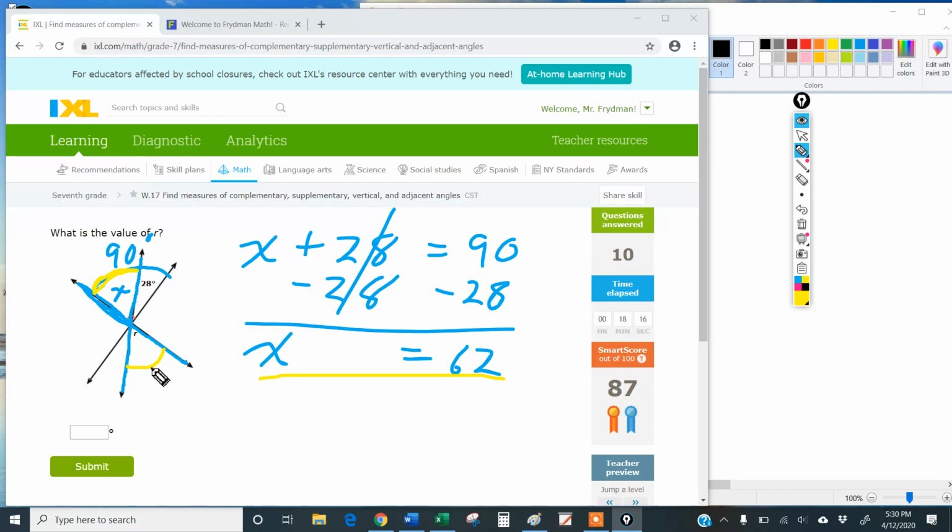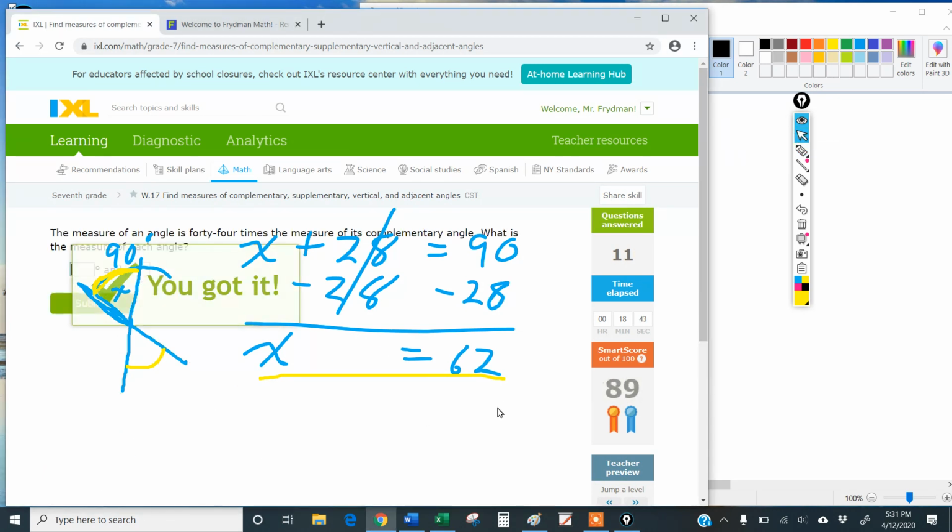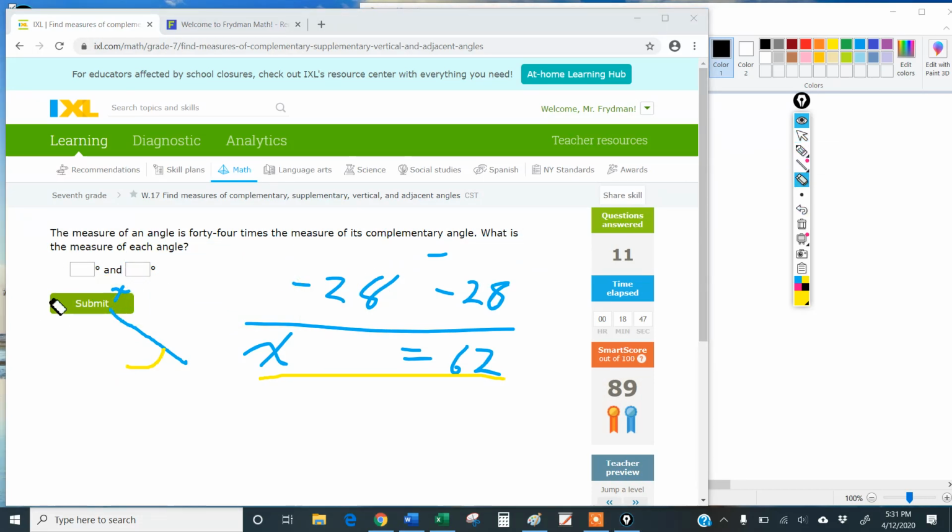Right? Let's go over the reasoning again. 28 plus x equals 90. So x must be 62 because 28 plus 62 equals 90. But x is the same as r. So if x is 62 degrees, then r must also be 62 degrees because they're vertical angles. All right, next question.